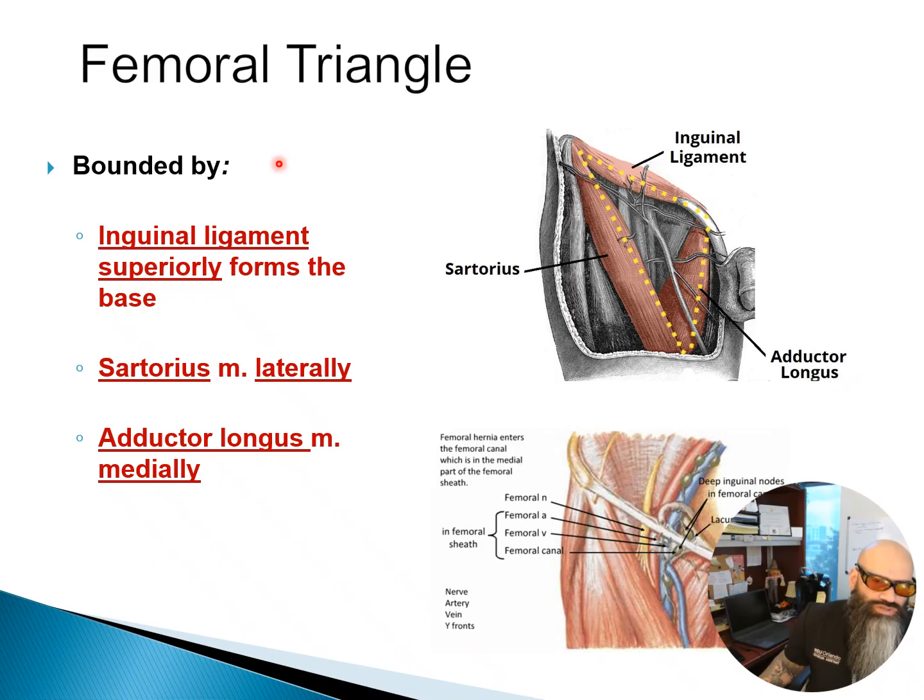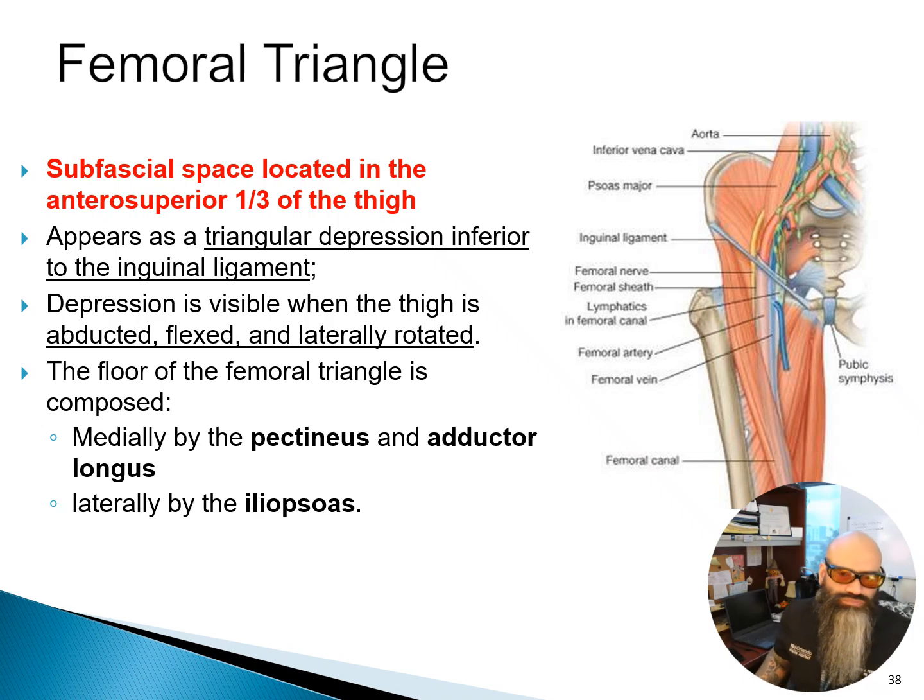I would know your borders of your femoral triangle. Superiorly, you have the inguinal ligament. Medially, you have the adductor longus, and then the sartorius is the lateral border of the femoral triangle. I would know these. It's basically similar to the inguinal region, where herniation of the intestines can traverse through.